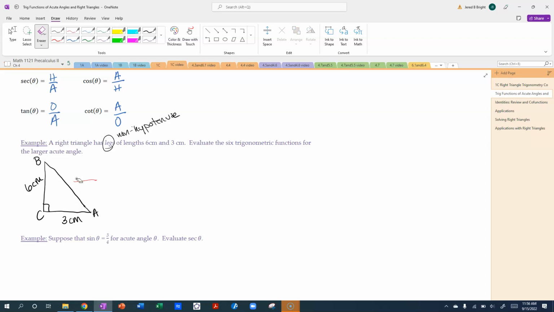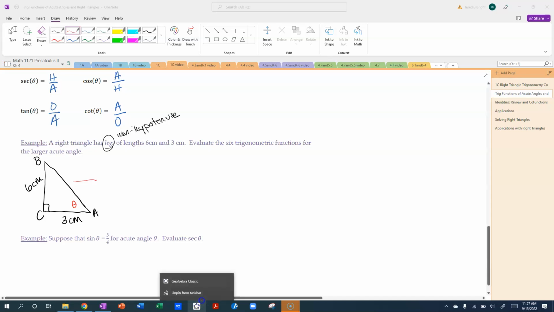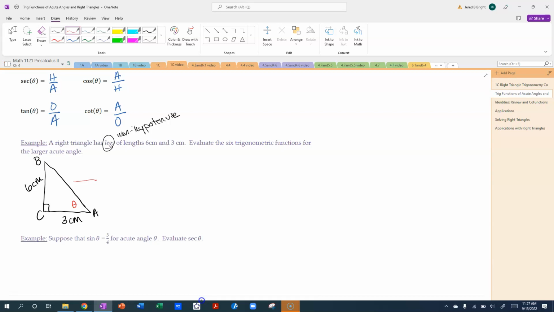And the reason for that is the shortest side is always across from the smallest angle, and the largest side is always across from the largest angle. So the 90-degree angle is going to be across from our largest side, but that is not acute. The other 2 remaining angles are going to be acute, but of those 2, angle A, since it is opposite the 6 centimeter side in my diagram, is going to be the larger of the 2. So I'm going to label my theta as being there in my diagram.